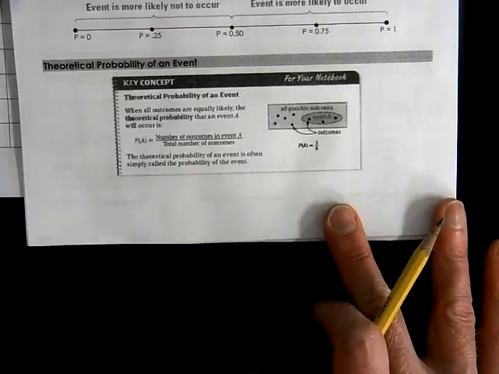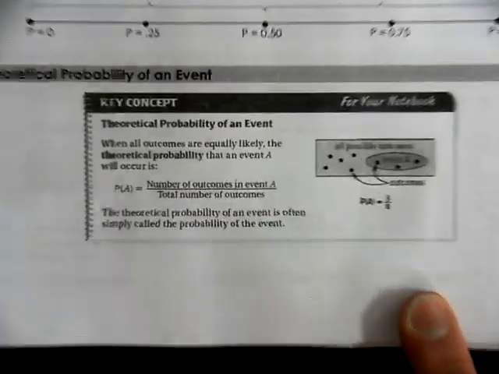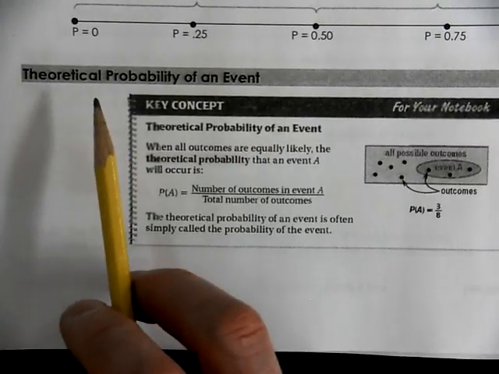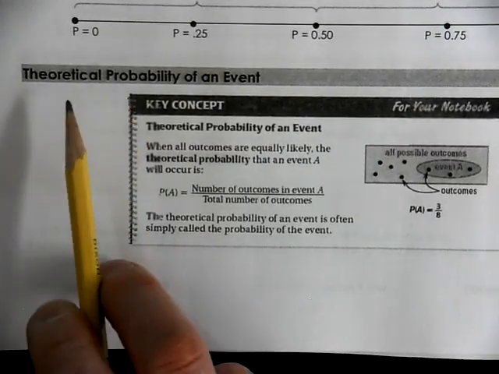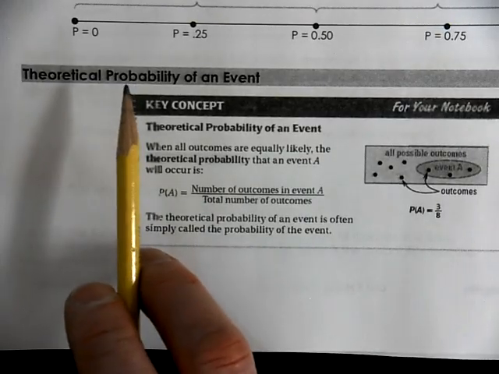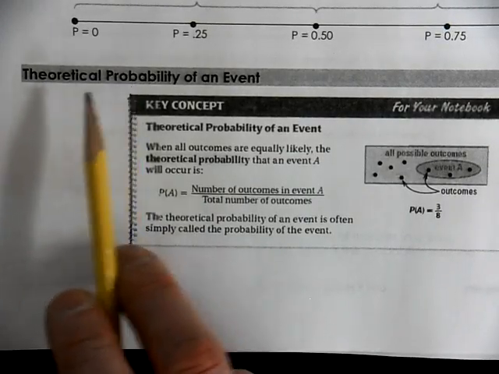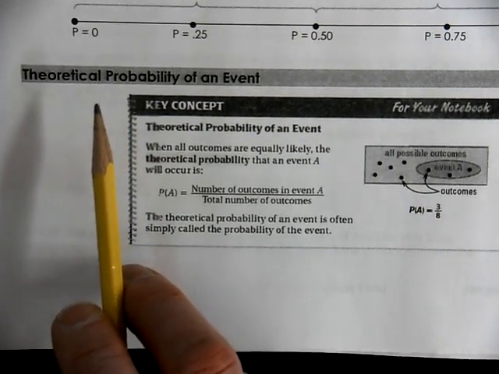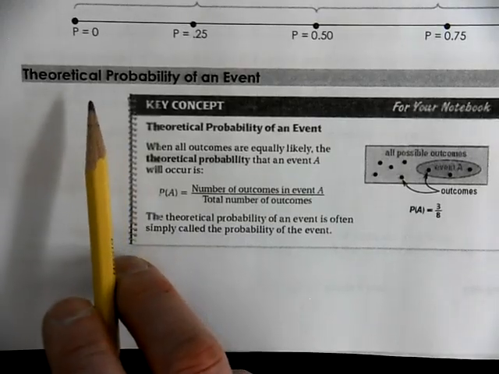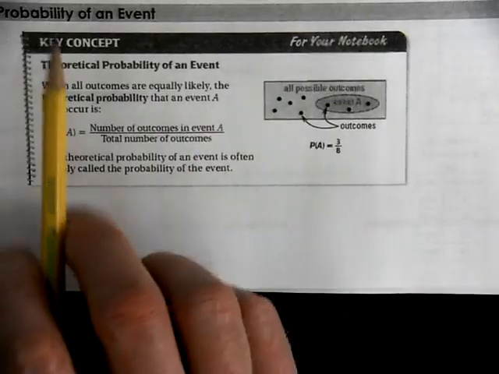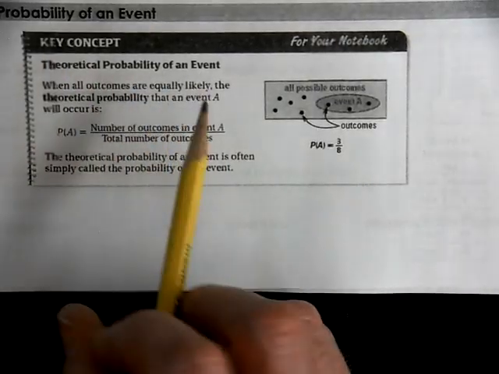When we talk about theoretical probability, that's the mathematical probability. What do you get when you do the math? That's theoretical probability, the math side of the calculations. Not about how many times you rolled the die and got it to show a specific number, but mathematically, what should it be? So theoretical probability of an event.